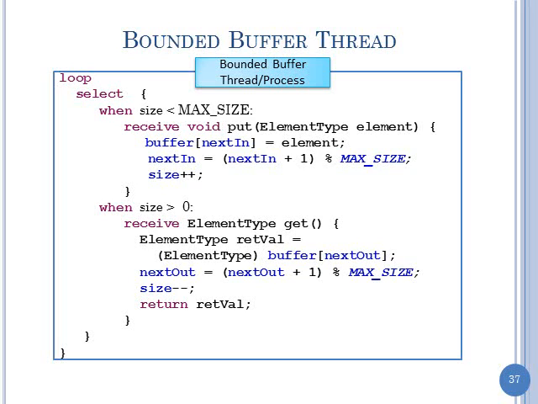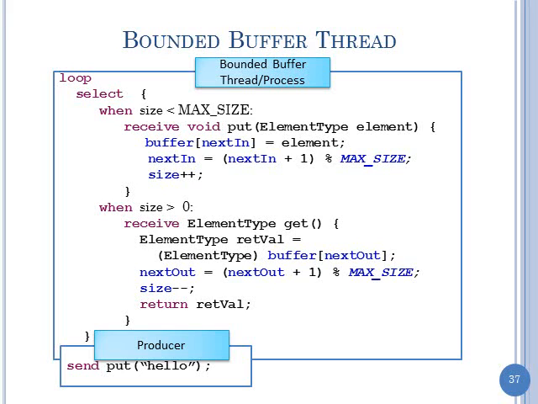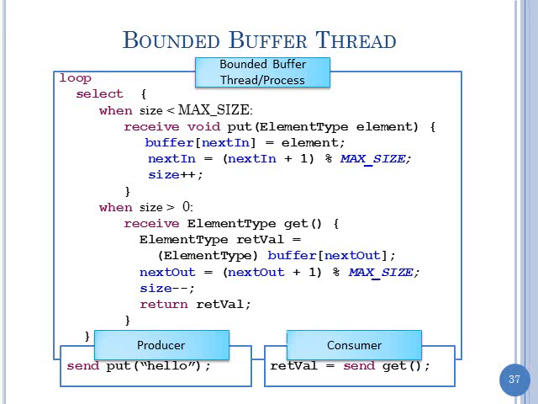Okay? And this was the classic problem that was used to motivate this construct. So the producer says send, put hello, and the consumer says send, get. That's the kind of semantics you basically have. I'm sending to the get port, I'm sending to the put port.